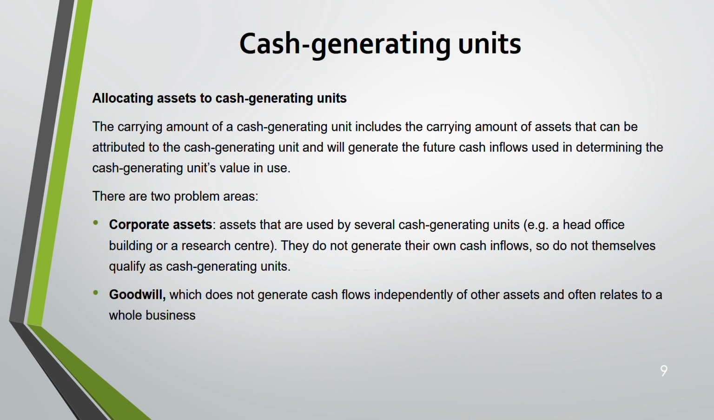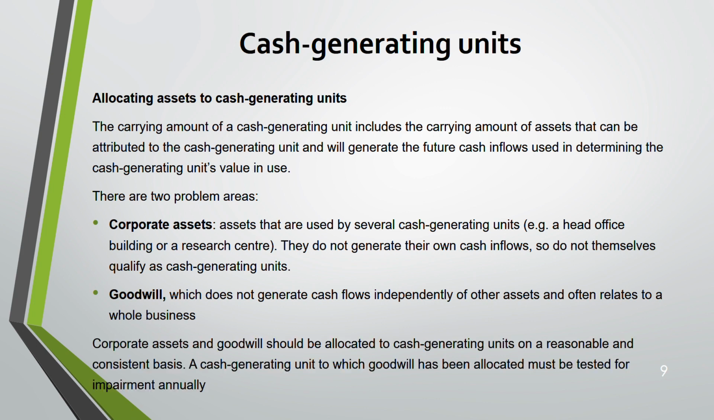Second is goodwill, which does not generate cash inflows independently of other assets. Goodwill is only good when it is used along with other assets. Then it can generate cash inflows. Goodwill on its own cannot generate cash inflows independently. Goodwill relates to the whole business, right? So that's why corporate assets and goodwill, when you allocate them to a cash generating unit, should be allocated on a reasonable and consistent basis.